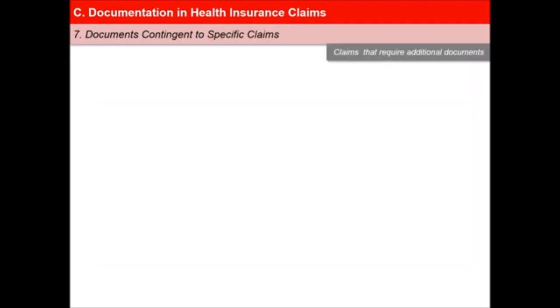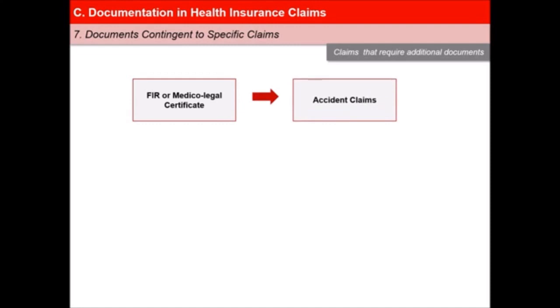There are certain types of claims that require additional documents apart from what has been stated above. These are accident claims where FIR or medico legal certificate issued by the hospital to the registered police station may be required. It states the cause of accident and if the person was under the influence of alcohol in case of traffic accidents.